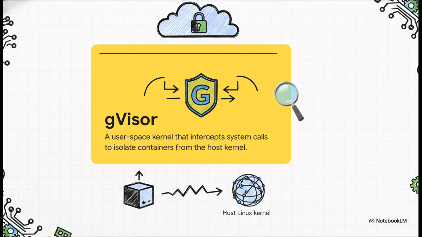So think of it like a highly trained bodyguard standing between your container and the host machine's actual kernel. Instead of letting the container make requests or system calls directly to the host's brain, gVisor intercepts every single one of them. It inspects them and only lets the safe ones through. This creates this incredibly tough sandbox that makes it way, way harder for an attacker in a container to do any real damage to the host.